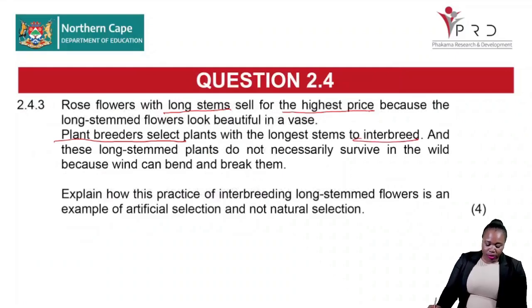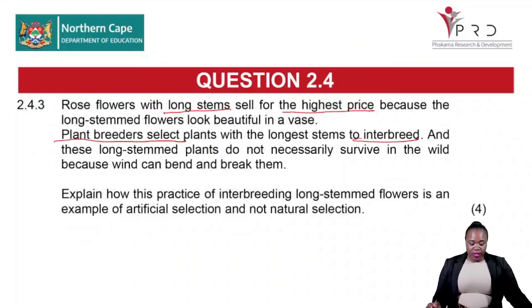And these long-stemmed plants do not necessarily survive in the wild because wind can bend and break them. Okay. Explain how this practice of interbreeding long-stemmed flowers is an example of artificial selection and not natural selection. So remember, with natural selection, nature is going to select the organisms or the flowers that are good enough or favorable to survive within that environment, right?